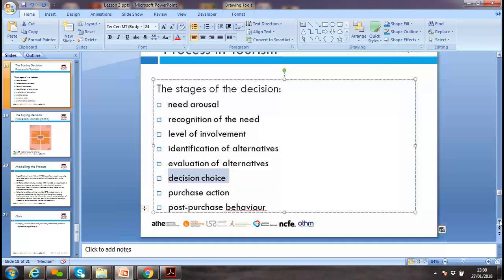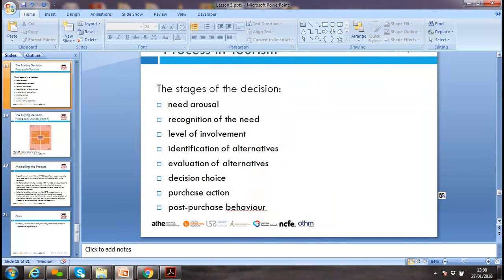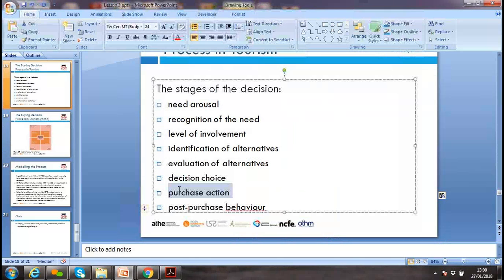Maybe some people are just going for events or trade shows and things. So purchase actions, and the post-purchase behavior. Pre and post. After purchase, what behavior is there? They are satisfied with it or they are not, because that will lead to the future buying decision or not. Any question? No question. Okay, let's move to the next now.